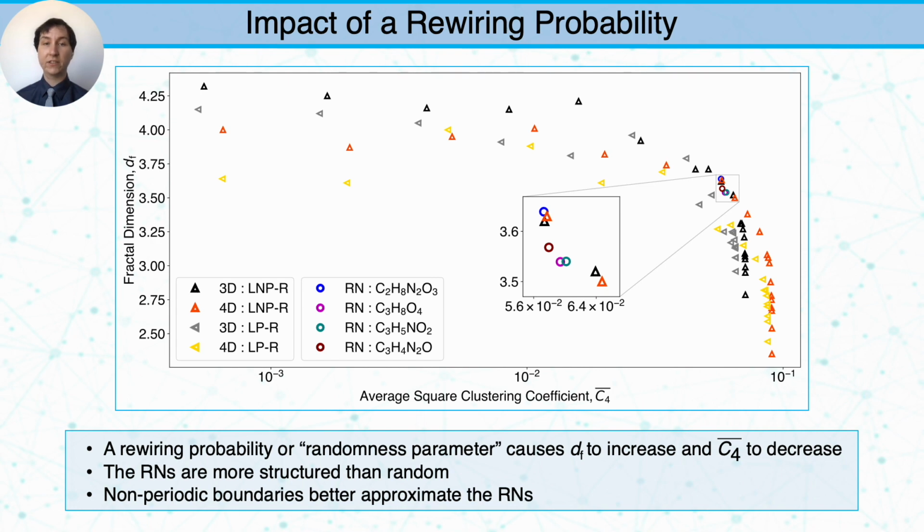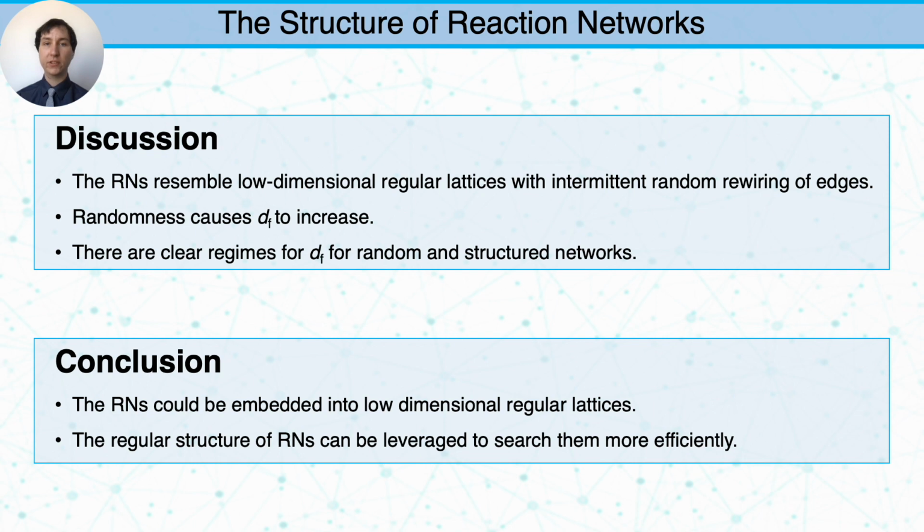We see the lattice networks with non-periodic boundaries better approximate the reaction networks, and that the reaction networks are more structured than random. The reaction networks seem to be in the middle of the regime change of going from a rapid increase in fractal dimension to a shallow increase. The structure of the reaction networks is more structured than random. The reaction networks resemble low-dimensional regular lattices with intermittent random rewiring of edges.